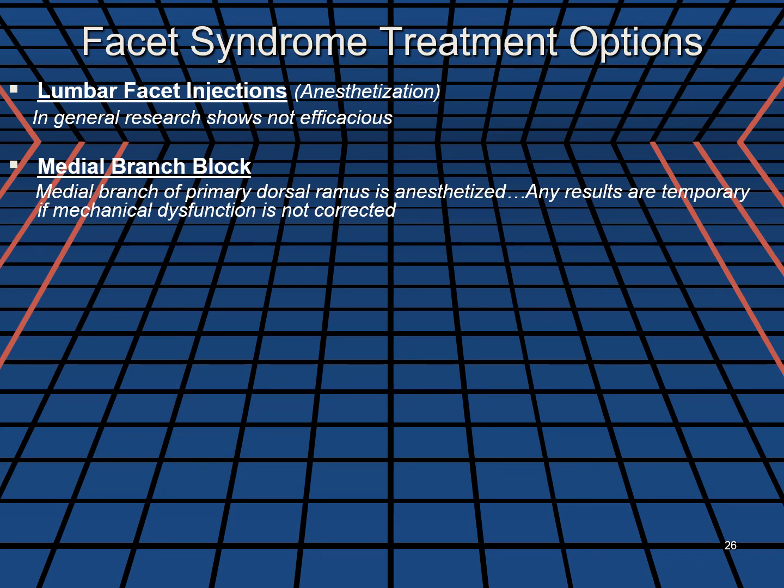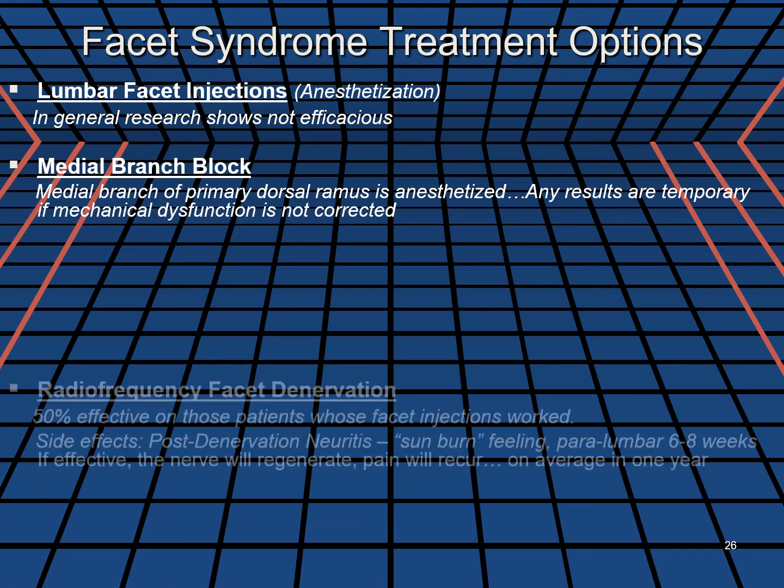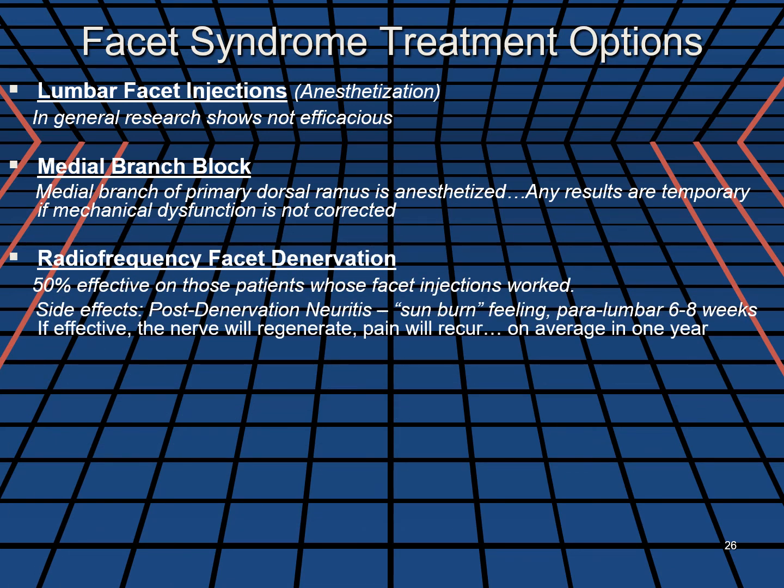Medial branch blocks do the same thing. They basically block the dorsal medial branch of the dorsal ramus. Again, it's more diagnostic to determine if the pain is coming from the posterior column or the anterior column. All right, this is their answer, medically speaking.